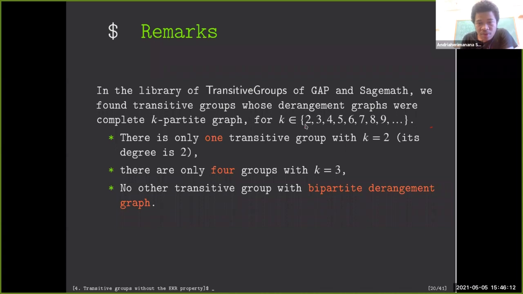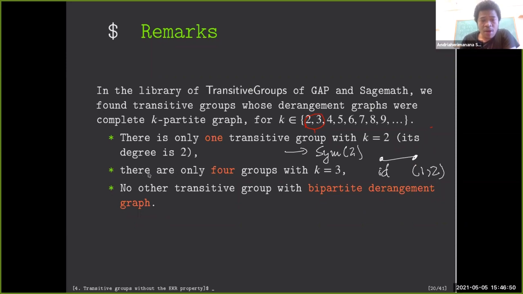So the complete bipartite and the complete tripartite graphs are particularly interesting here. What we found is the following. There is only one transitive group with k equal to 2, and the degree of this group is 2. So basically, the group is Sym(2), and its derangement graph is just like this, with the identity and the transposition (1 2).